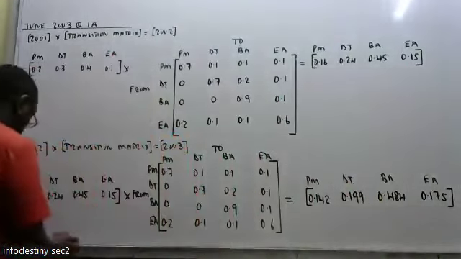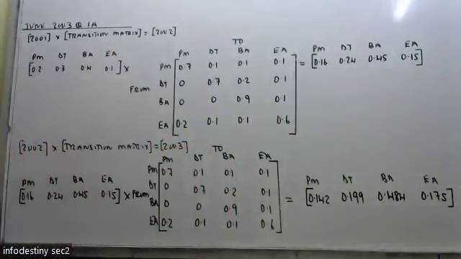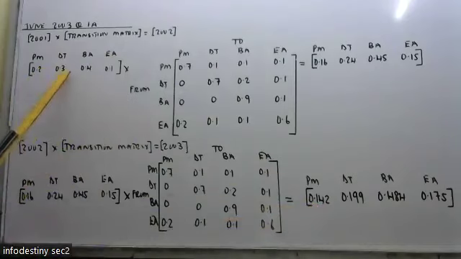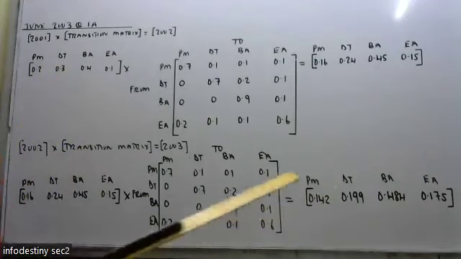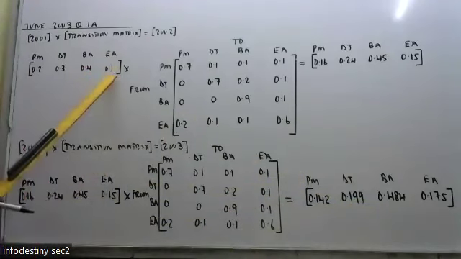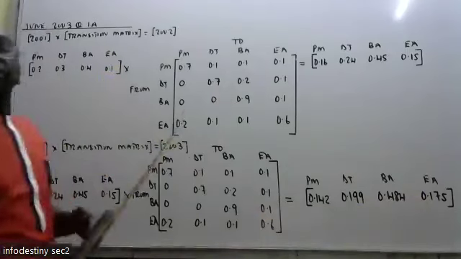Good. So now, the question was asking us who will audit more. So you compare like this. You see, when we began in the year 2001, PM equal to 20%, but it's now ending with 14. So it has declined. DT it began with 30. It is ending with 19.9. So it has also lost. BA began with 40, now it's ending with 48. So it has gained. And EA began with 10%, now it's at 17.